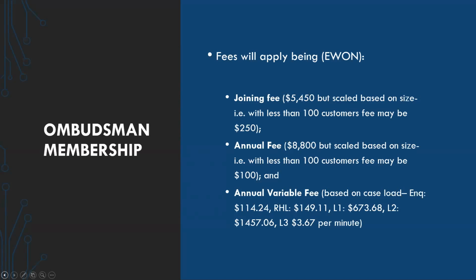And then the more serious levels are level 1, level 2, level 3, up to $3.67 a minute. And that's where the Ombudsman is spending time investigating a complaint. So I've had a lot of experience with the Ombudsman. I used to deal with Ombudsman complaints in retailers and at Integral Energy, the network provider. And I can tell you that it's a reasonably complex process.